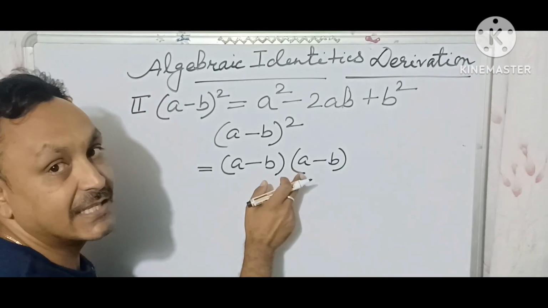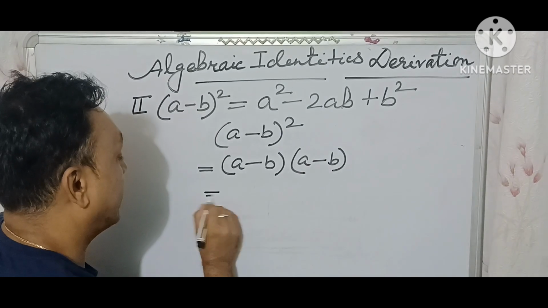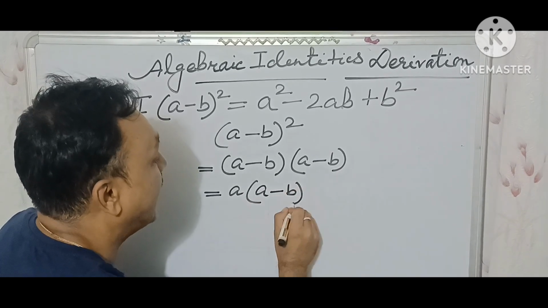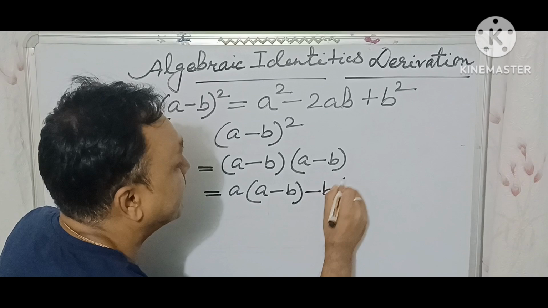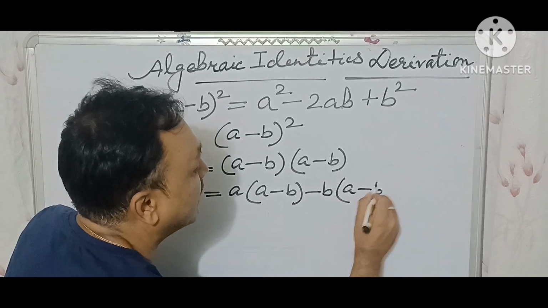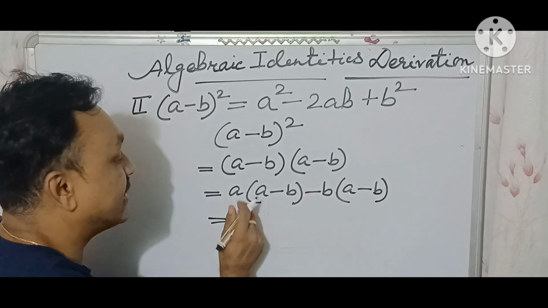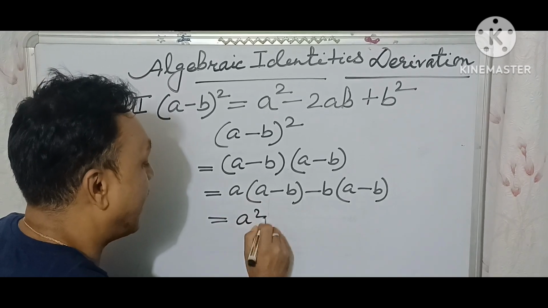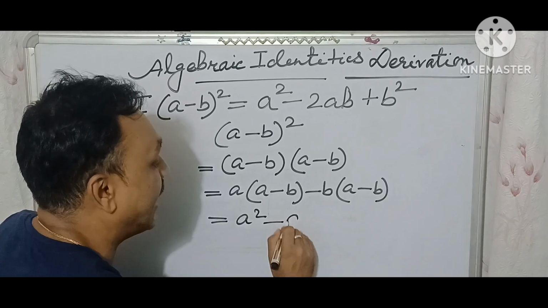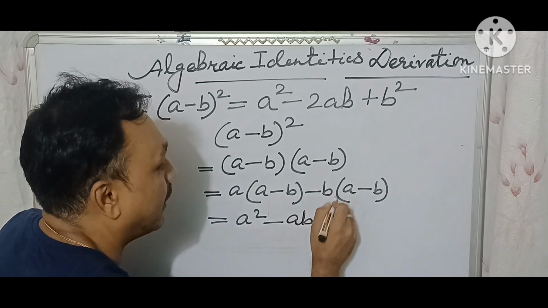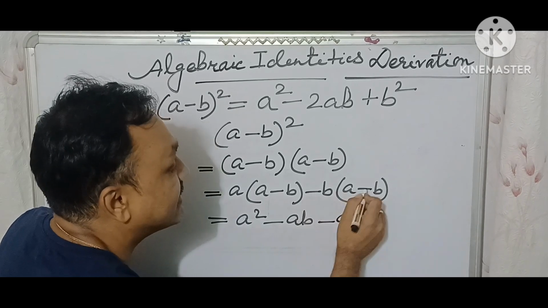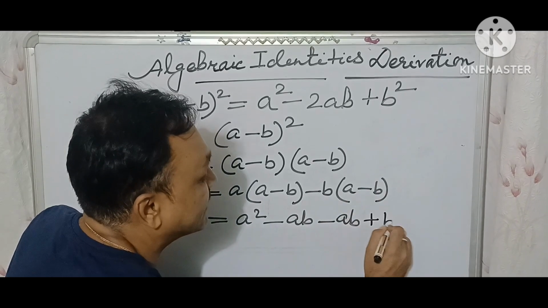We are going to use the distribution property, that is a multiplied by (a - b), again minus b multiplied by (a - b). Again we are using the similar property, that is the distribution property. a into a, a²; minus a into b, ab; minus a into b, ab; minus into minus, that is plus b².